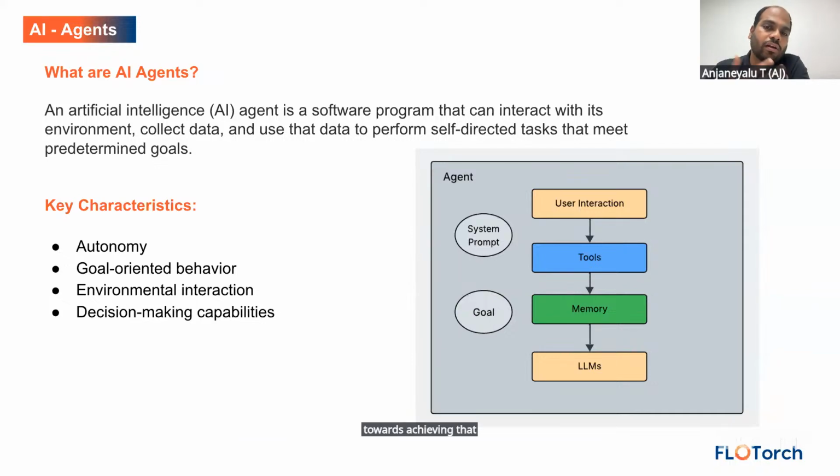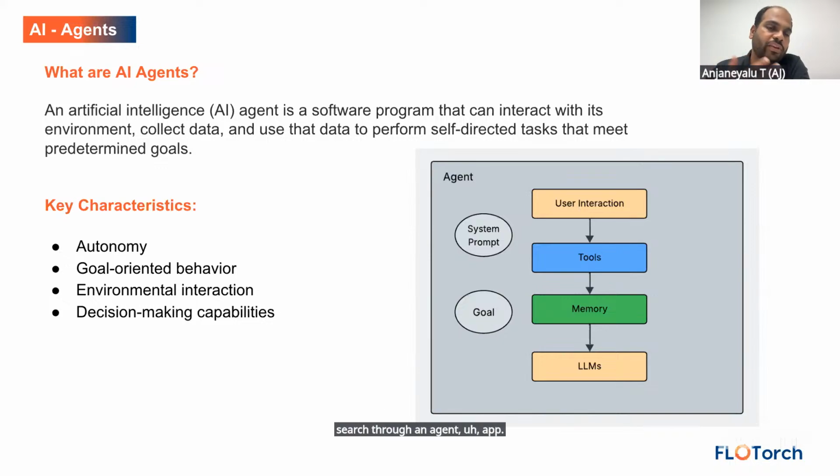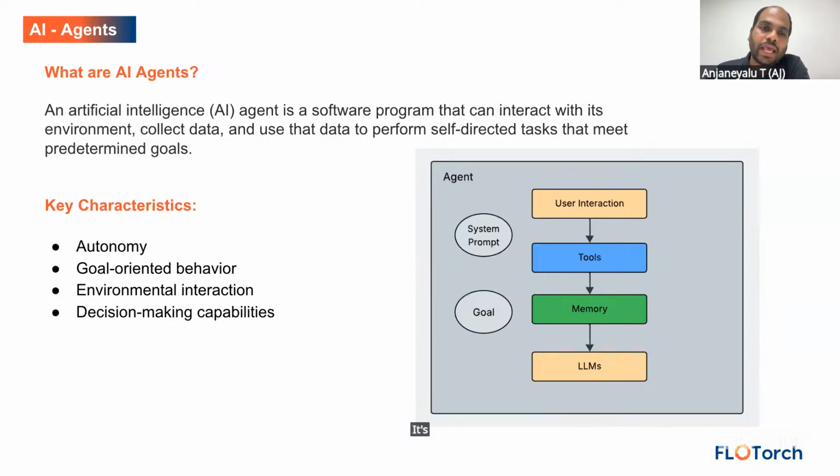In our FloTorch demo, we will see how we can perform a Google search through an agent. If there is a requirement of querying documents, it will do that. If it is not required, it will not. That's the application that we will be going through. Next is goal-oriented behavior. Like I said earlier, it plans and executes multi-step strategies to achieve specific objectives for you.